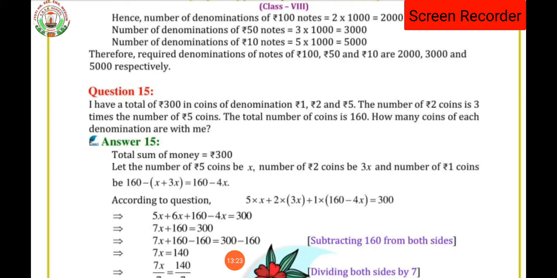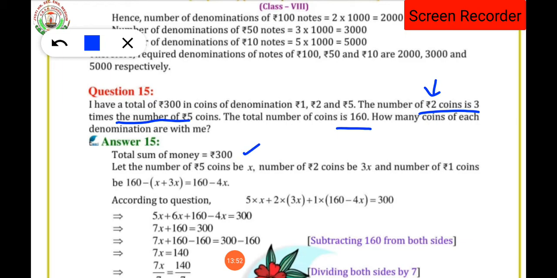of coins is 160. So here some conditions are given in the question, that is, the number of rupees 2 coins is 3 times the number of rupees 5 coins. Okay. And the total number of coins is 160. So how many coins of each denomination are with me? As we know that the total value of the coins is 300, it is given in the question itself. Okay. So let us consider the 5 rupee coins to be x, then the 2 rupee coins we are going to consider as 3x. Okay.